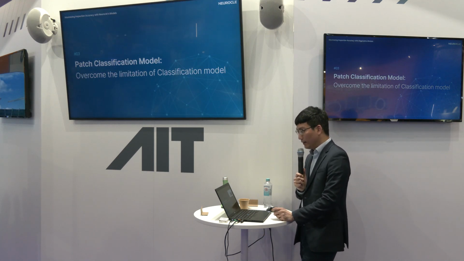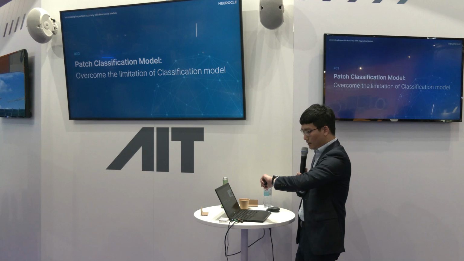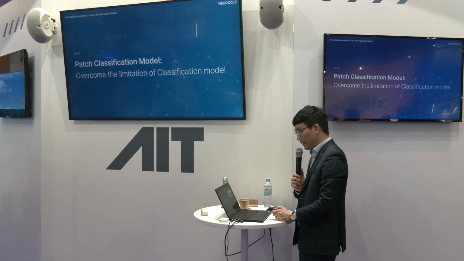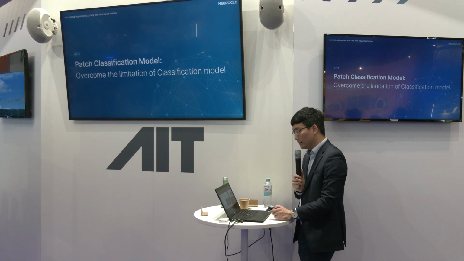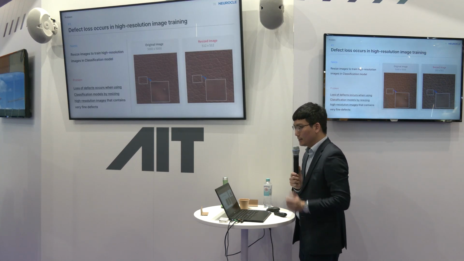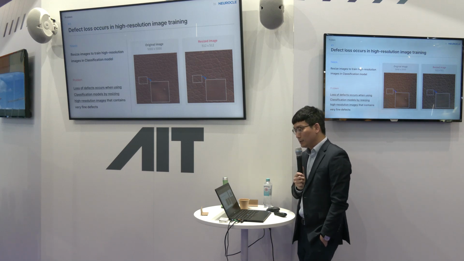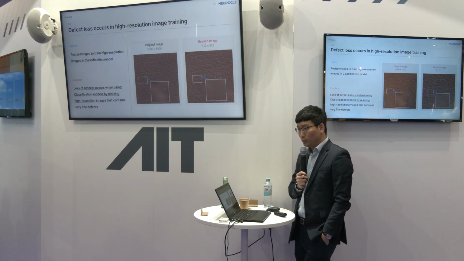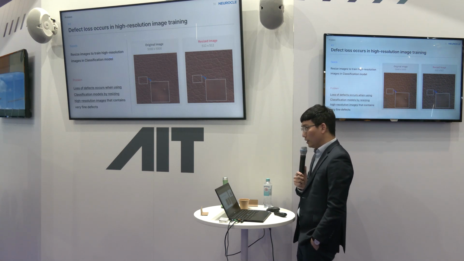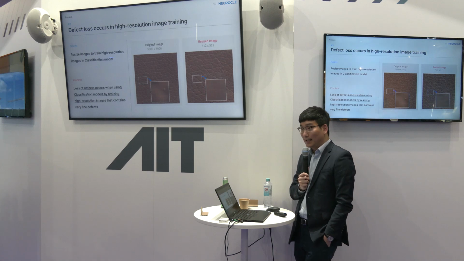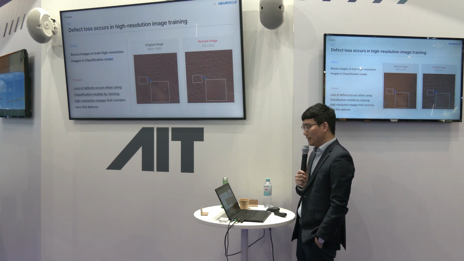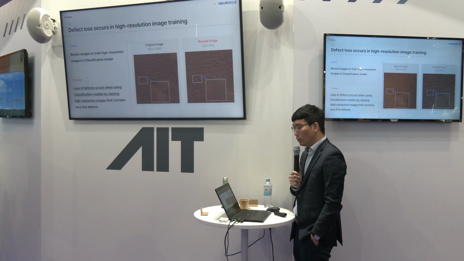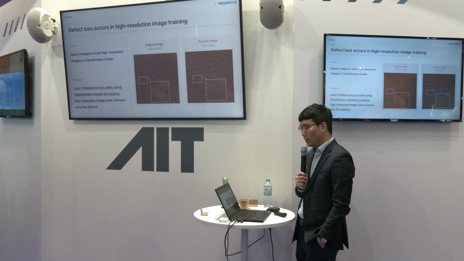I'm out of time, so I should go faster. The next one is patch classification, to overcome the limitation of the previous classification model. As I mentioned, these days we are using very high resolution data. For example, we use many line scan cameras. In that case, the resolution is really, really big. But the problem is that computation power is not that big. Normally, when you're using a classification model, we have to resize the data into 1024 by 1024 or 2048 by 2048.